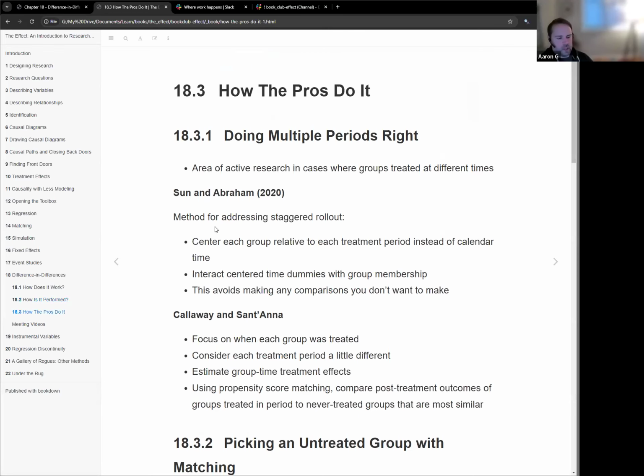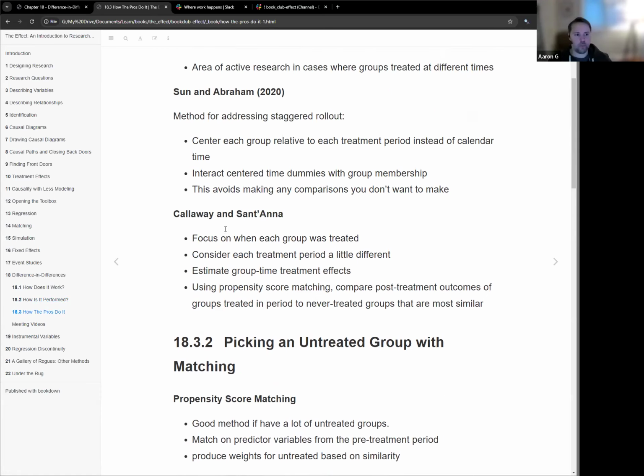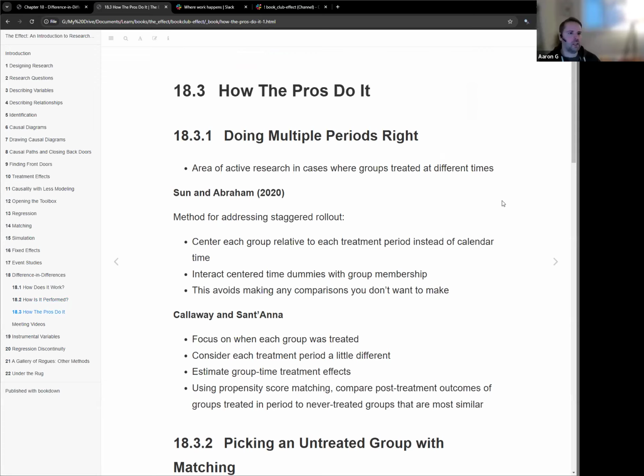And so that's the summary of how DID is performed, again, typically with some sort of regression. Any other comments, thoughts on that? Did I miss anything interesting?